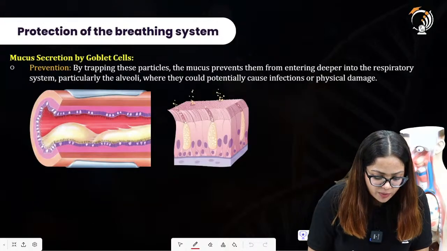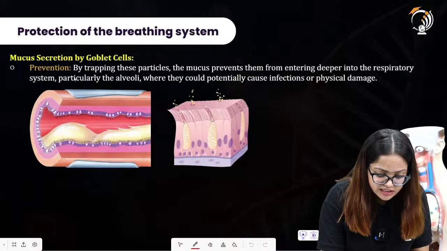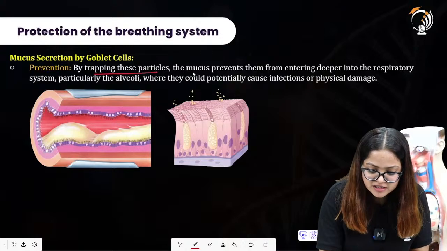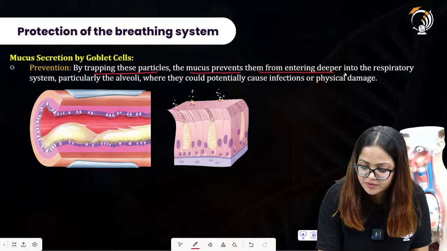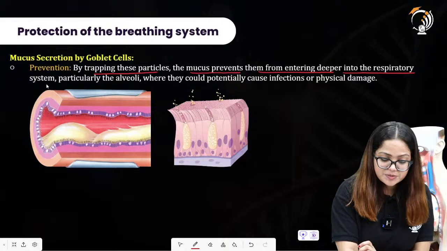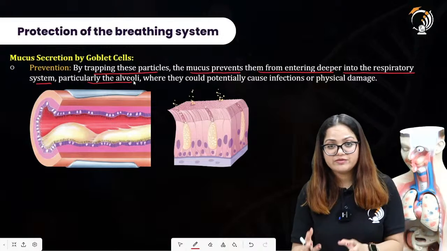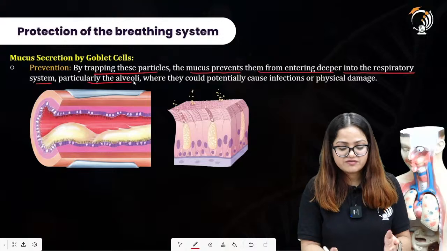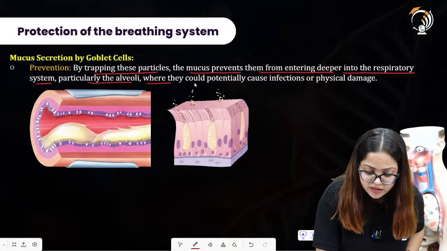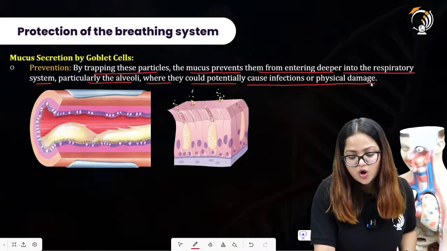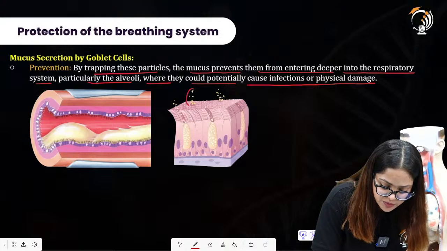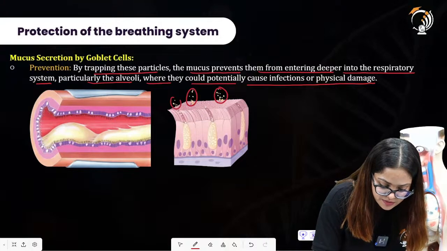Mucus secretion by goblet cells prevents infection by trapping these particles. Mucus prevents them from entering deeper into the respiratory system, particularly the alveoli. So it does not enter the alveoli, and that's how we prevent this infection, where they could potentially cause infections or physical damage. This is the mucus which is secreted by goblet cells here.